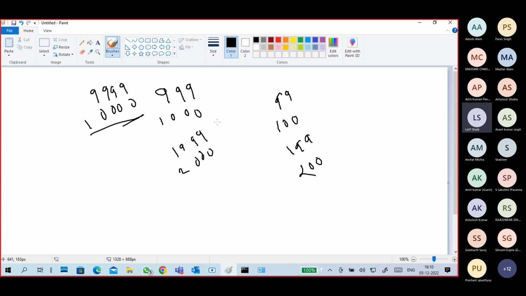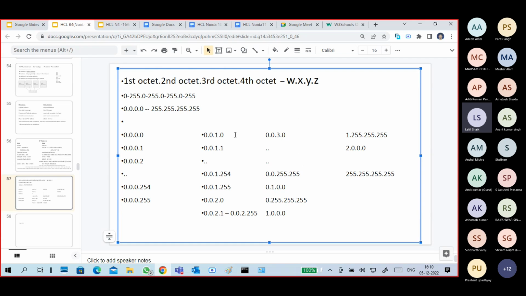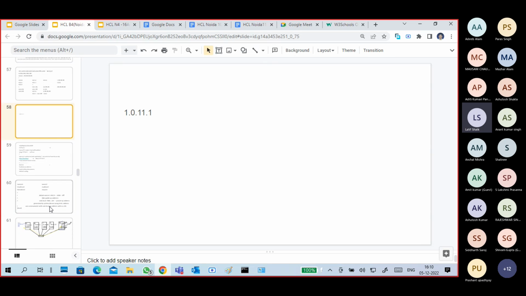Of course, with ordinary numbers it would be unlimited, but there is a limit here. This is the last IP address. Each octet size is a maximum of 0 to 255. If you reach 255, it becomes 0 again. Once you are completed, that's it. Your IP address range is completed.